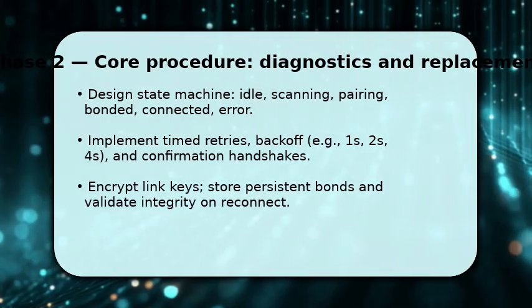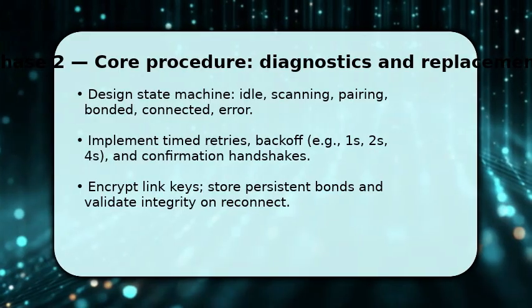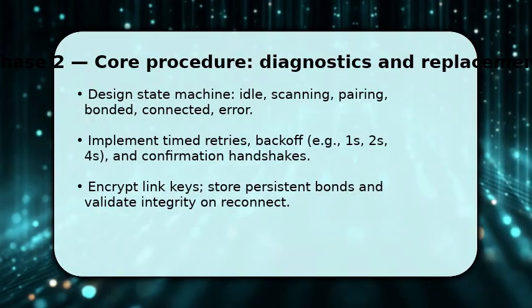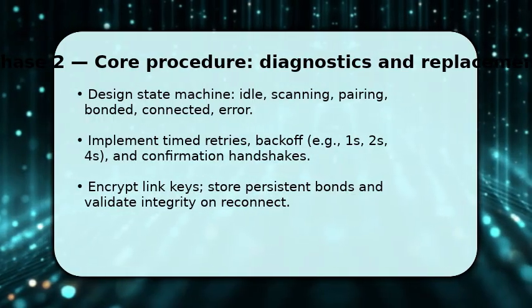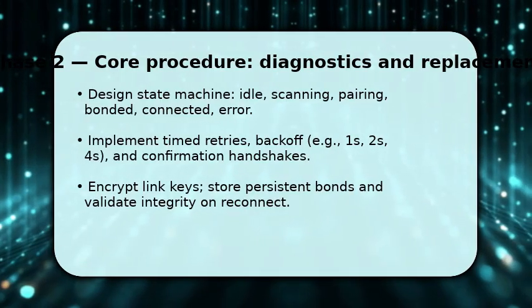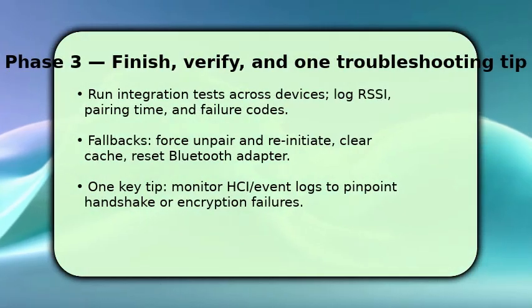Make sure to include timed retries with exponential backoff, 1 second, 2 seconds, 4 seconds, to avoid radio congestion. Also, persist bond keys and validate them on reconnect, because that preserves pairing and speeds future connections while preventing replay attacks. You finish by validating the full pattern.